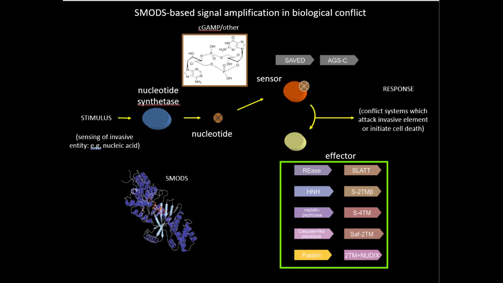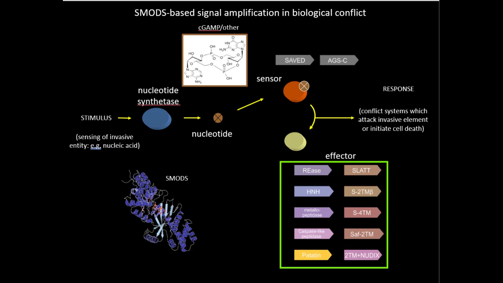And to name a few, the restriction endonucleases, caspases, the Becker-like RNases, and the TIR domain, which we will dwell upon in some detail, which we had earlier encountered in the apoptotic systems too. Right. So all these were the effectors.